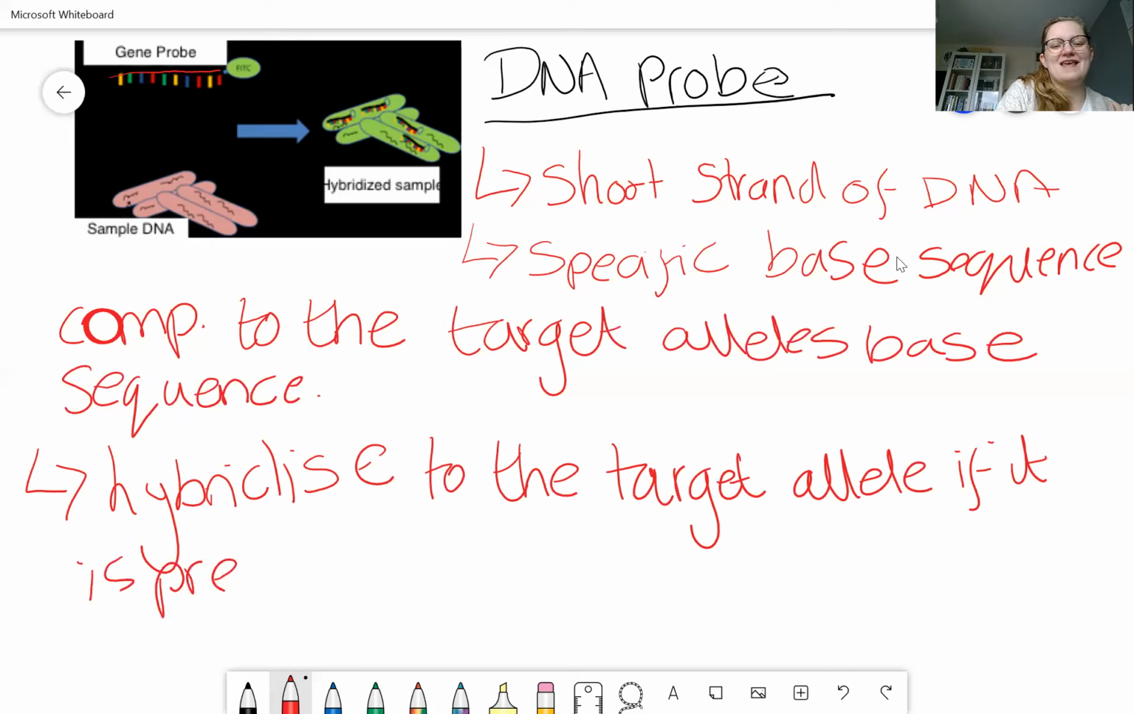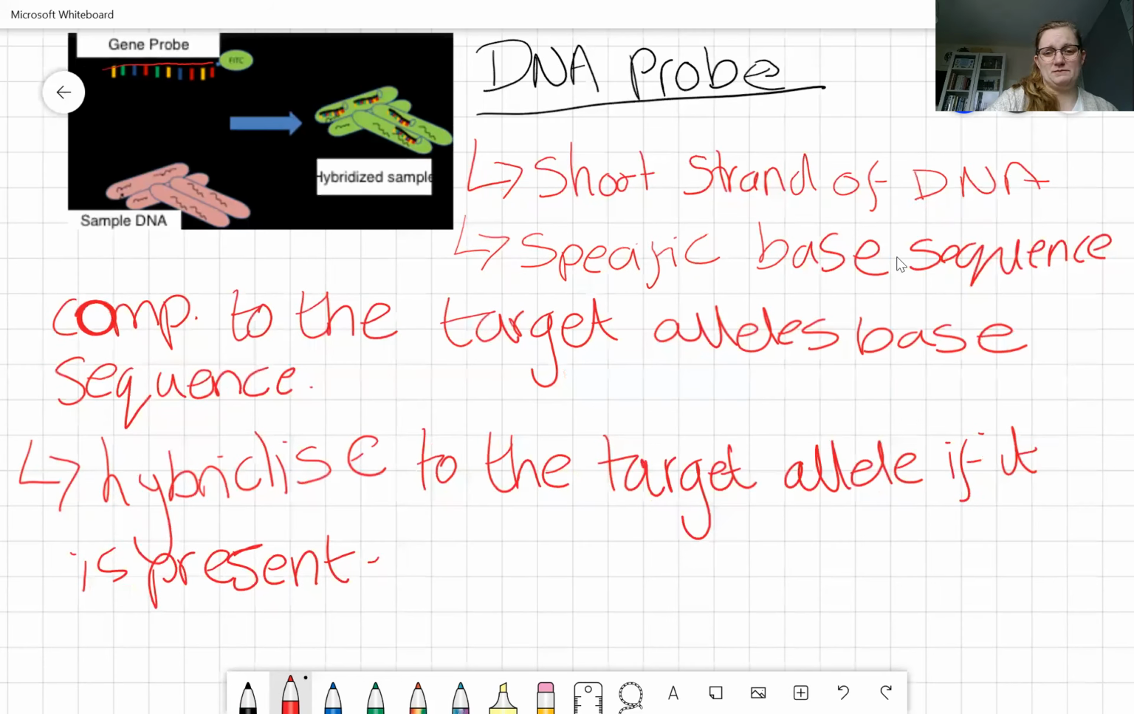That's really important, that's if it's present. So it's not going to hybridize all the time. If the sample DNA that we combine with the DNA probe has that target allele, the DNA probe will hybridize to it. The last thing we then need to be able to do is actually visualize this, because it's great that the DNA probe is attaching, but we need to actually know that it's there and how it works.